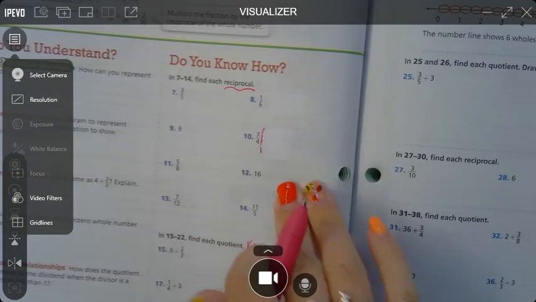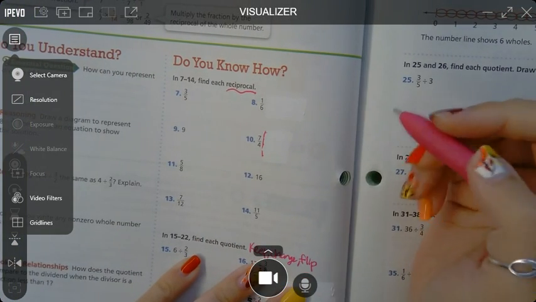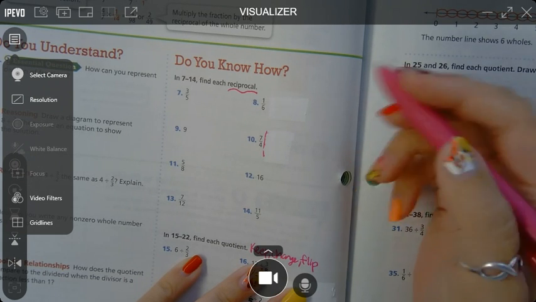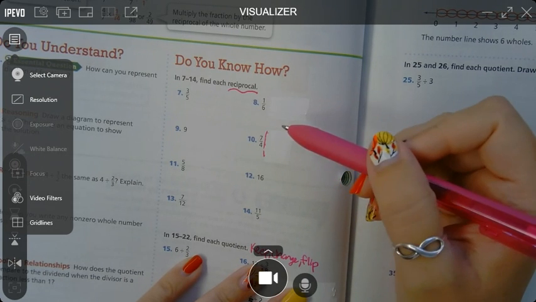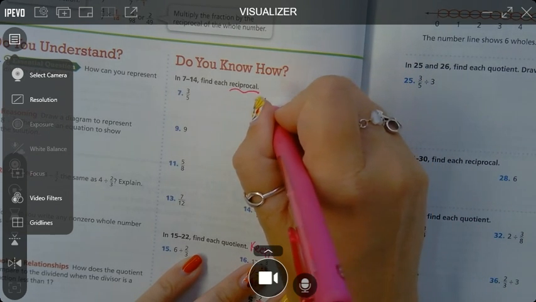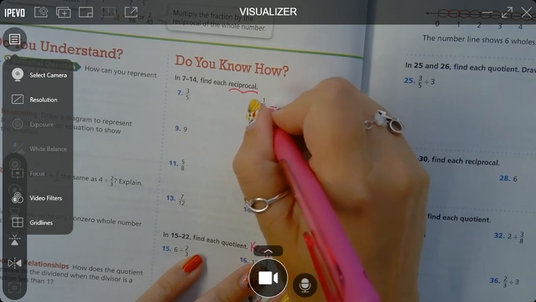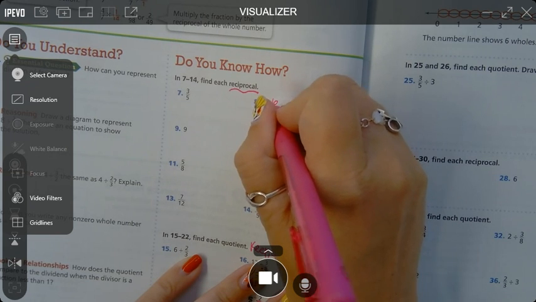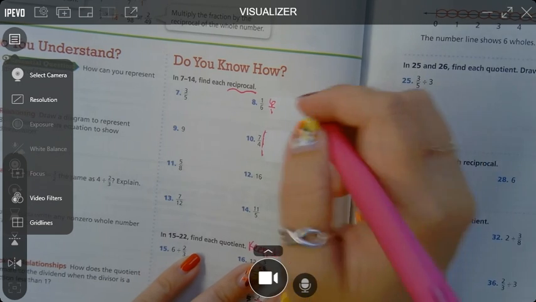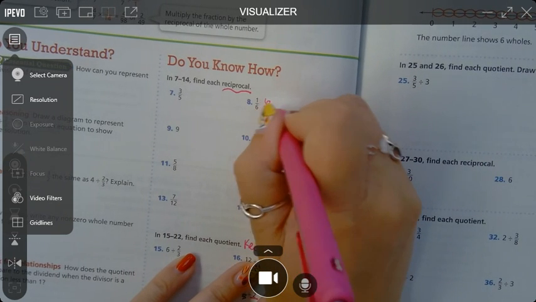So if you look up at the top section, it wants us to find the reciprocal of each of these numbers. A reciprocal is basically just a fraction flipped, okay? So the numerator goes down to the denominator, and the denominator becomes the numerator. So 1/6, the reciprocal of that is 6 over 1. What does 6 over 1 simplify to?